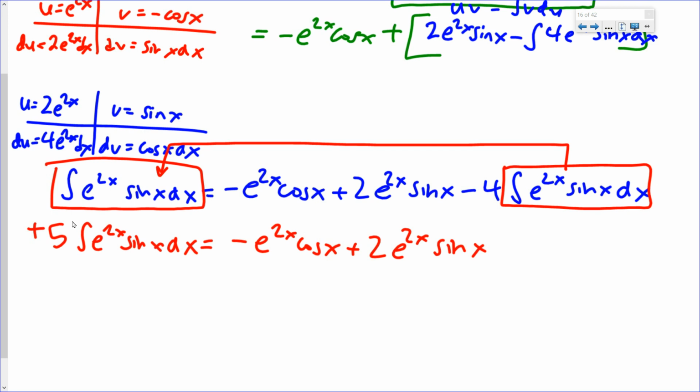And basically, my goal was to solve for this. So what I'm going to do is divide both sides by 5. Don't forget plus C. And there's my answer. Okay, ET problem, guys. Definitely on the test. All right. Okay, I'm going to move on, guys.